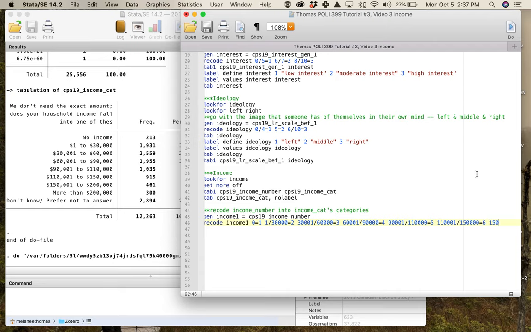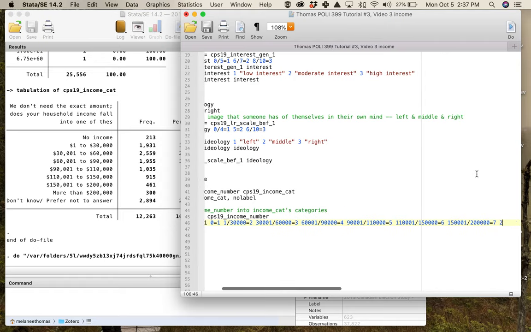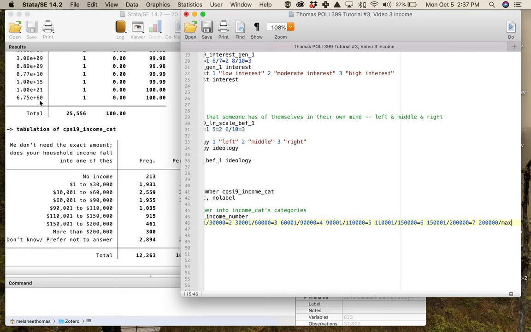Then I do $150,001 through to 200,000 equals my 7th. And then I've got this 200,000 through to max. Because to be honest, I am not going to deal with all of them. I'm just going to say, to the maximum value, off we go. I don't believe that person is telling me the truth about their income, but whatever.